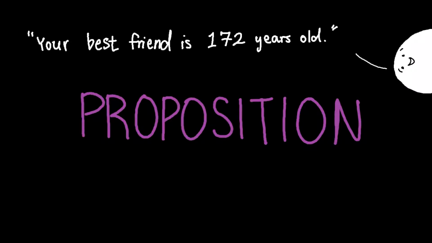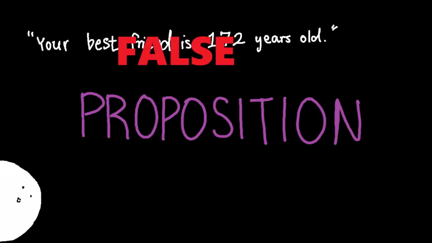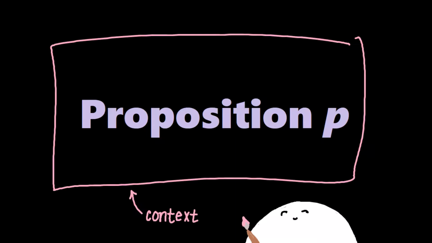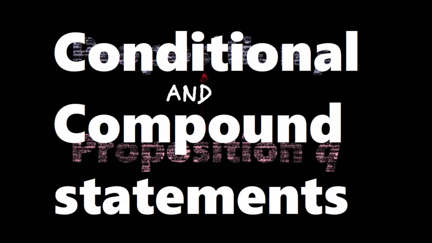So if I said your best friend is approximately 172 years old, that would probably be a false statement. And I'm hoping that's the case. On the other hand, if I said you're watching a video right now about Boolean logic, that would probably be a true statement, or an instance of a true proposition. So in order to make sense of these propositions, it's useful to put them in context, and also be able to relate them using compound statements and conditional statements.